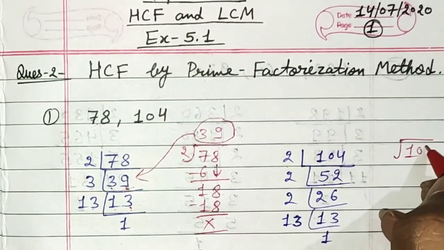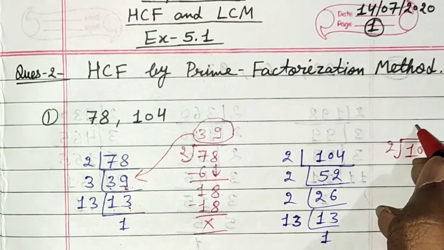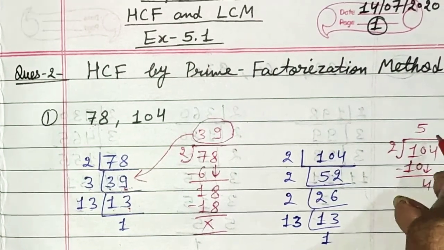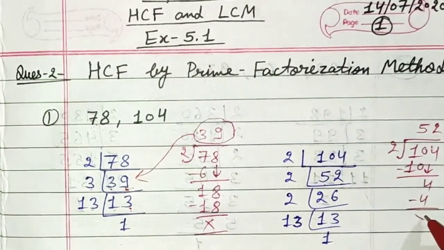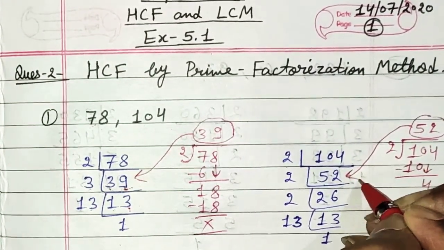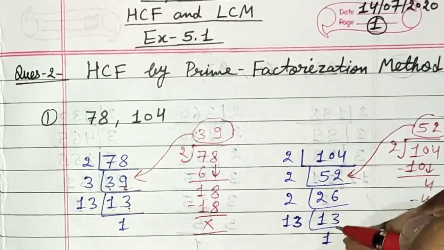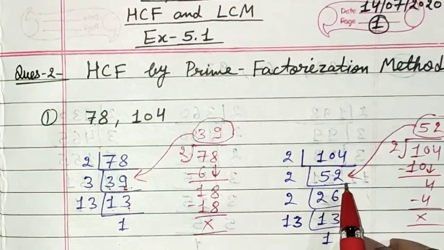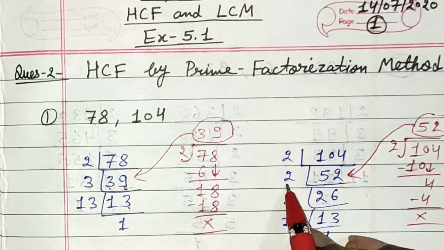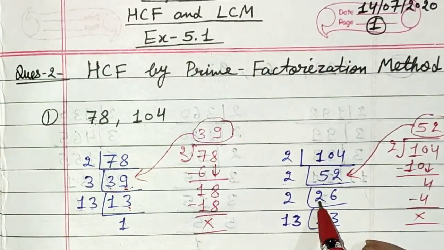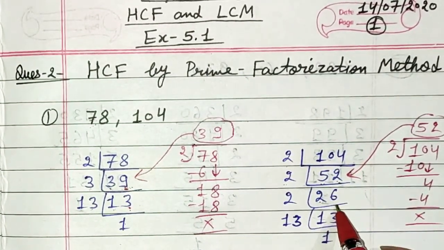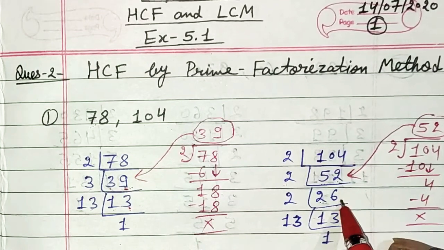Once again, 104 divided by 2: 5 times 2 is 10, and 4 comes, 2 times 2 is 4. So 52. That means the quotient you will always write in these steps. 52 again, the last digit is an even number, so it can be divided by 2. So 2 times 2 is 4, and 12, 6 times 2 is 12. Okay, 26 can also be divided by 2.